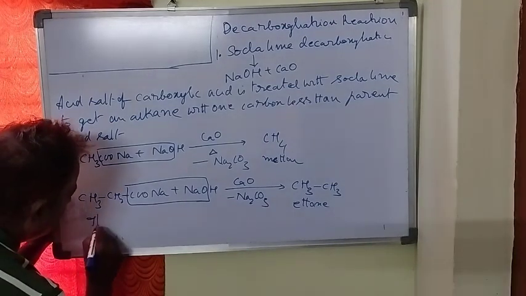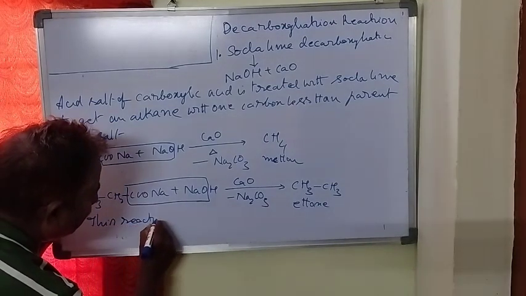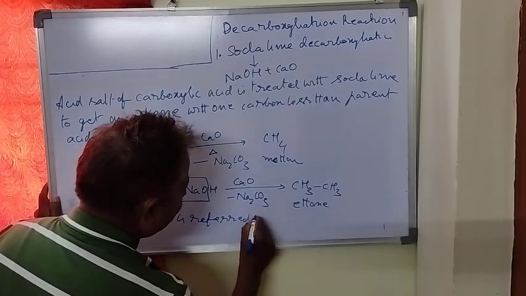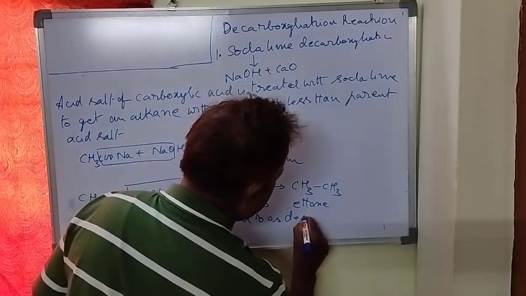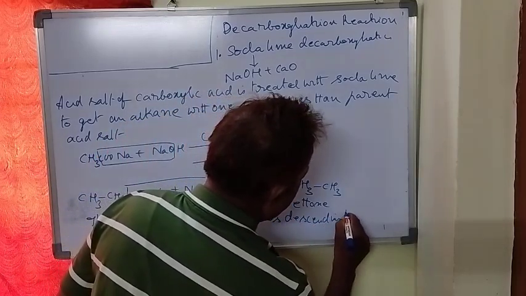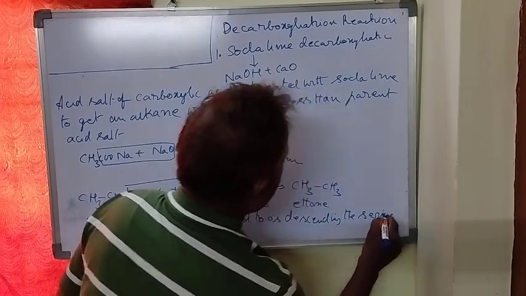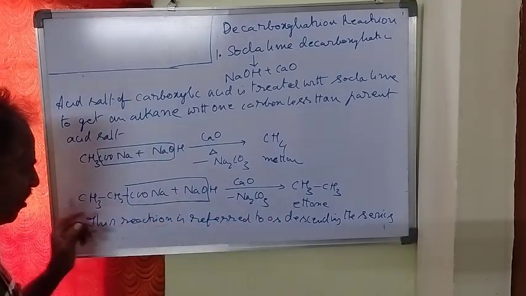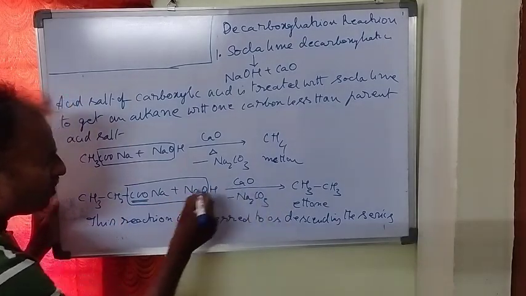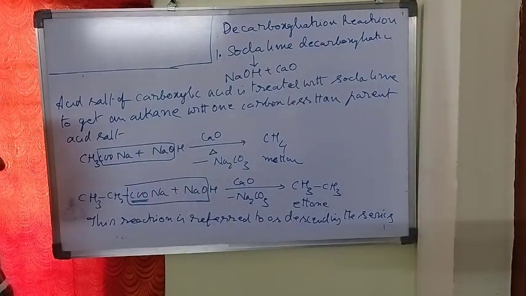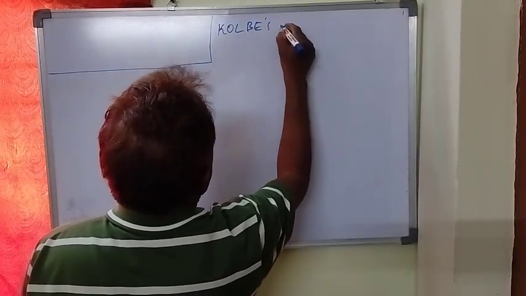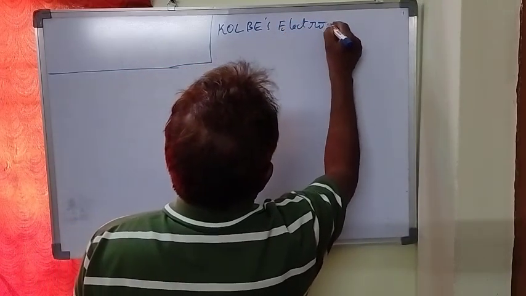So this reaction is referred to as descending the series. So in soda-lime decarboxylation, carbon dioxide is removed in the form of sodium carbonate. Therefore, this is referred to as soda-lime decarboxylation. Next reaction is Kolbe's electrolytic decarboxylation.